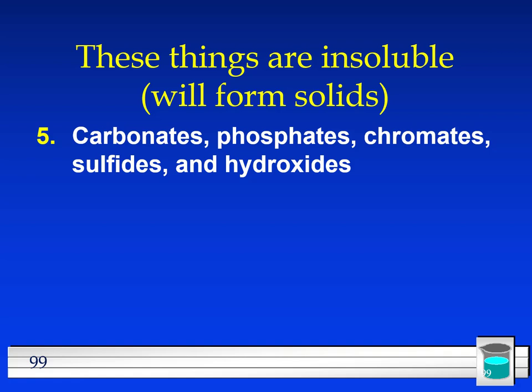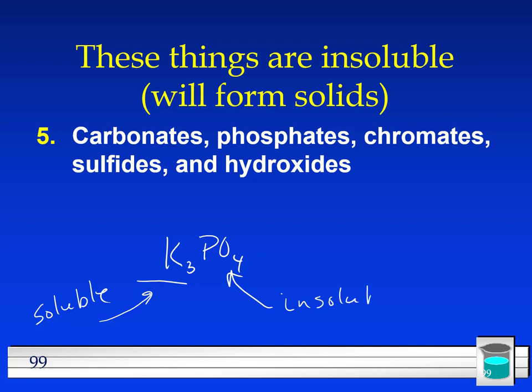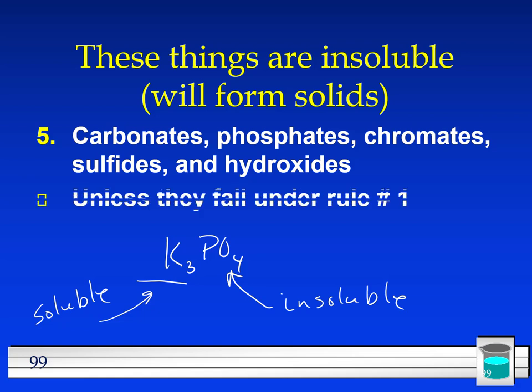But this leads us to a contradiction. These things are going to make solids, but what if I had something like K3PO4? K is an alkaline metal, which means soluble, but PO4 is phosphate, which means insoluble. So I've got 2 rules that disagree with each other. What do I do in a compound where the rules disagree? Well, the answer is rule number 1 wins.